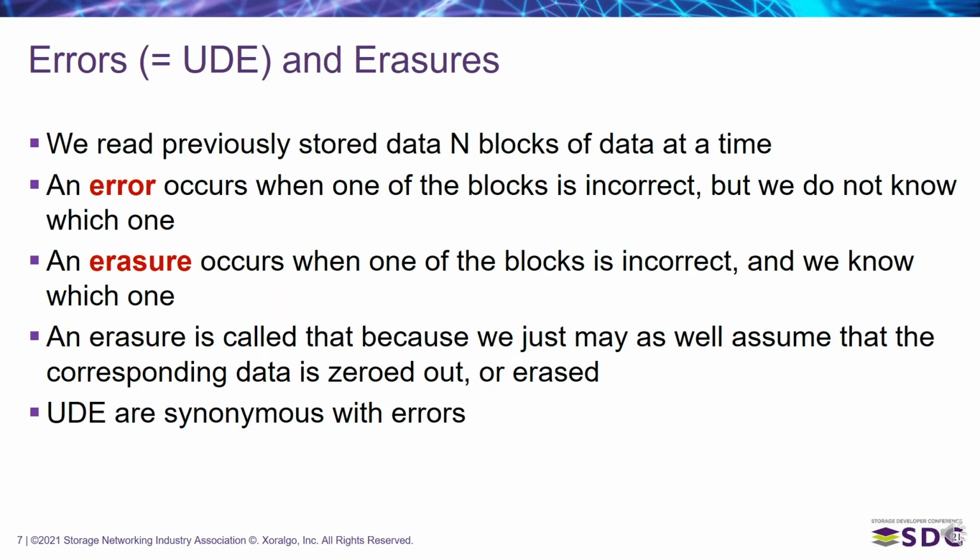In this talk, it's important to distinguish between two types of data loss, errors and erasures. Both terms are introduced by coding theory and have a precise meaning. In both cases, we read previously stored data, n blocks of data at a time. We say that an error occurs when one of the blocks is incorrect, but we do not know which one. An erasure occurs when one of the blocks is incorrect, and we know which one. An erasure is called that because we just might as well assume that the corresponding data is zeroed out or erased. It should be pointed out that errors are synonymous with UDE.